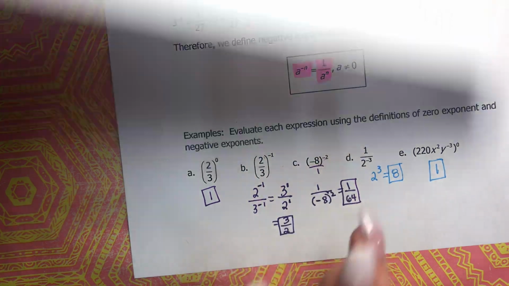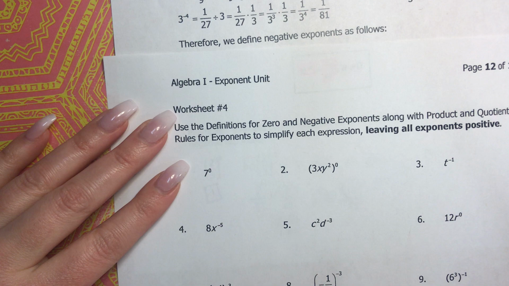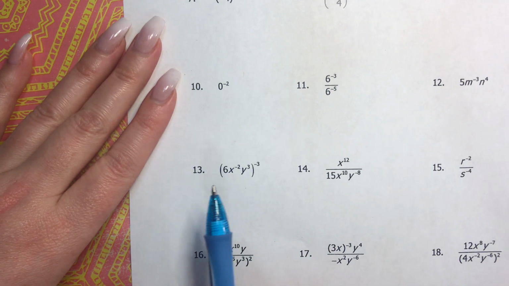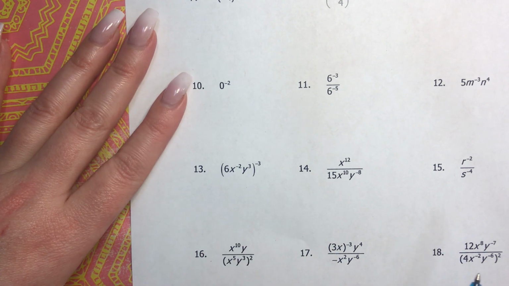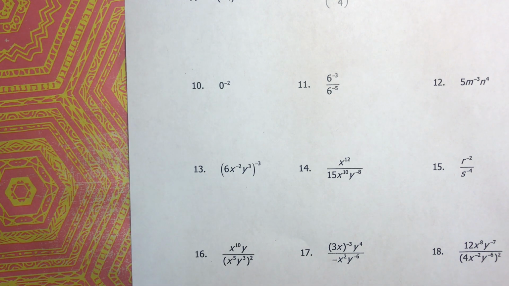I want to just look at a couple examples from worksheet number 4. So this is worksheet number 4. I want to go ahead and do problems 13 and 18. We'll go for this big old doozy here. Okay, but let's start with 13.